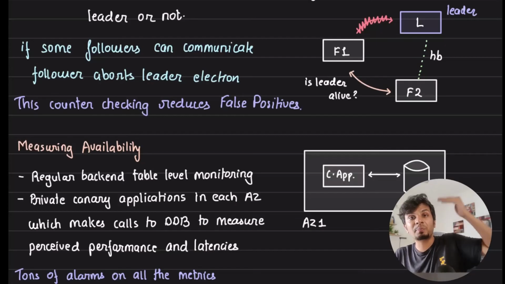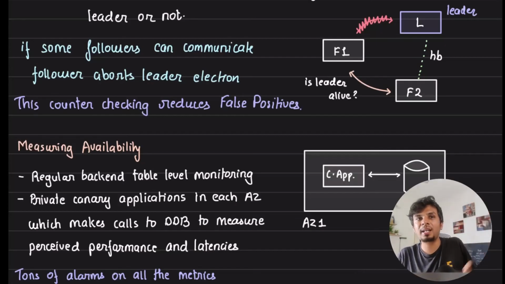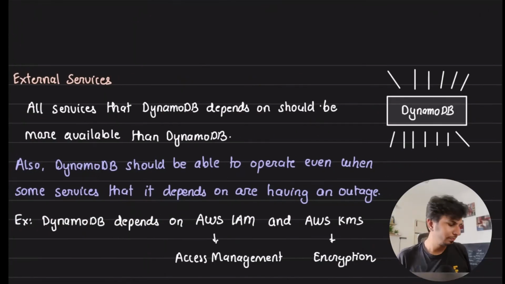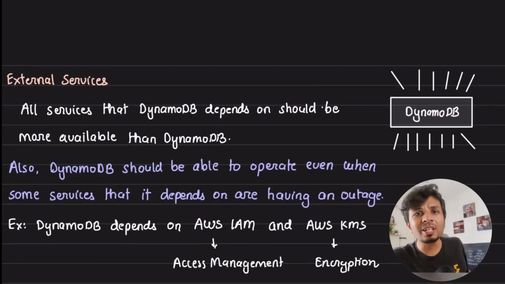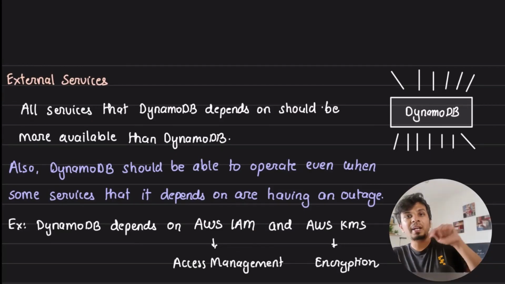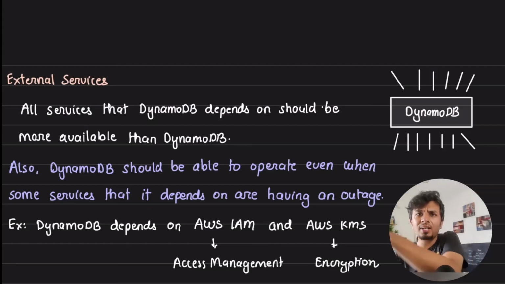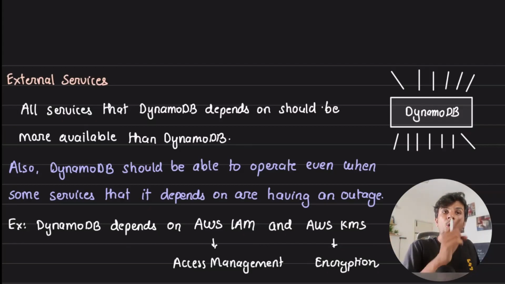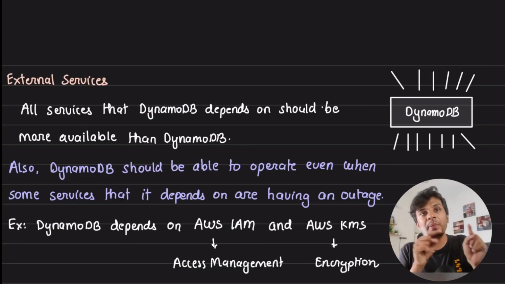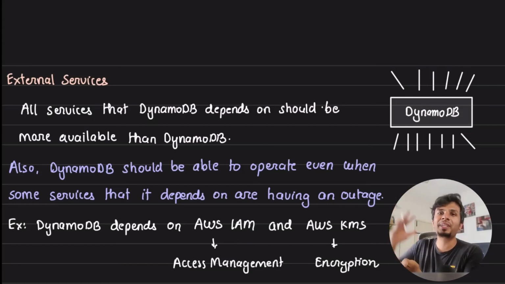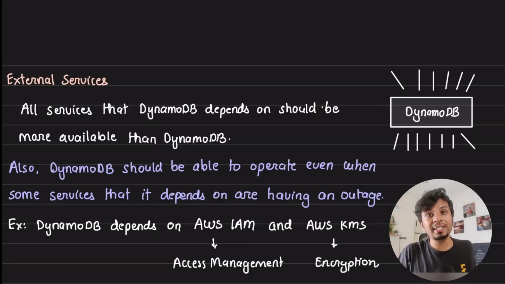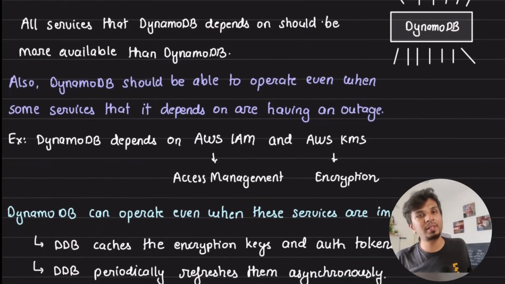Thinking of being customer obsessed is such an important factor of Amazon, and we can clearly see in this design how they are thinking about this. One really interesting thing is DynamoDB is not a standalone service. DynamoDB is dependent on a lot of other services internal to Amazon, right? So all the services that DynamoDB depends on should be more available than Dynamo. Correct? Otherwise, if they go down, then DynamoDB goes down.